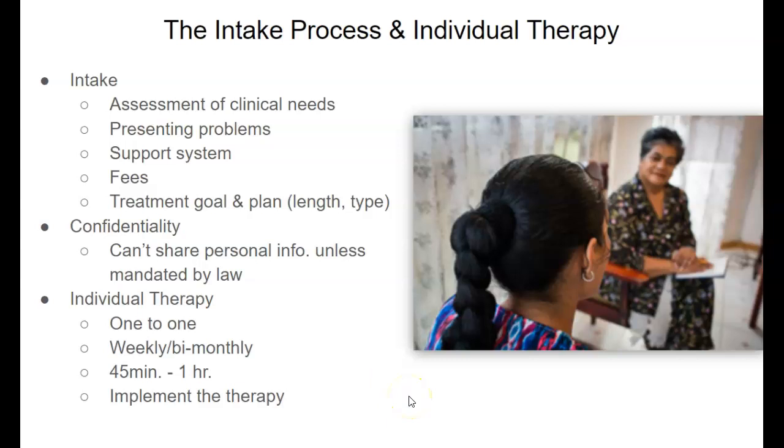So, what does the intake process look like if somebody were to seek therapy? Typically, a person goes and meets with the therapist, and their needs are assessed. They see what problems the person is having. They try to identify whether there are support systems that can help in the process, and then they'll discuss business like fees, how long the treatment is going to take, and what it is going to look like.